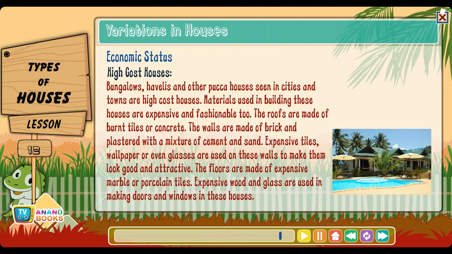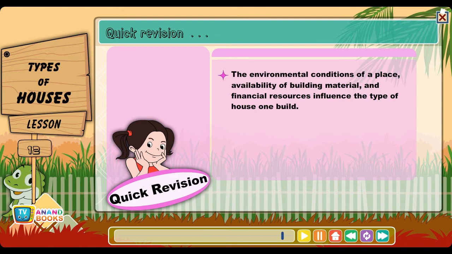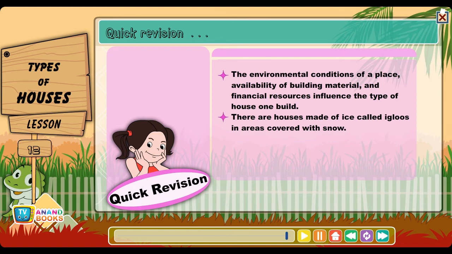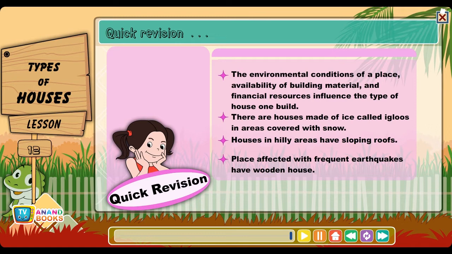Quick revision. The environmental conditions of a place, availability of building material and financial resources influence the type of house one builds. There are houses made of ice called igloos in areas covered with snow. Houses in hilly areas have sloping roofs. Places affected with frequent earthquakes have wooden houses.